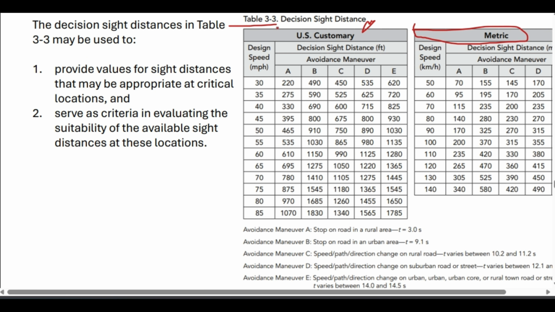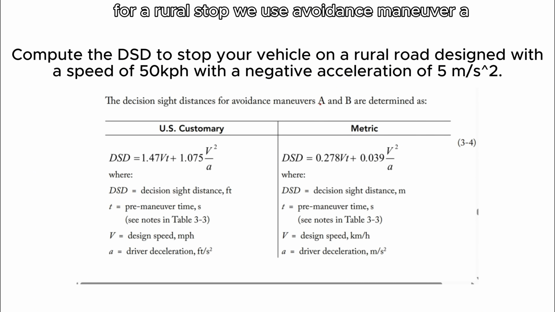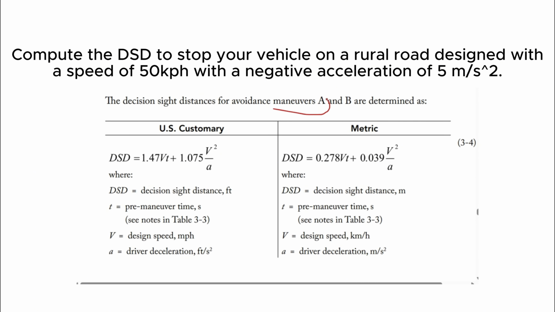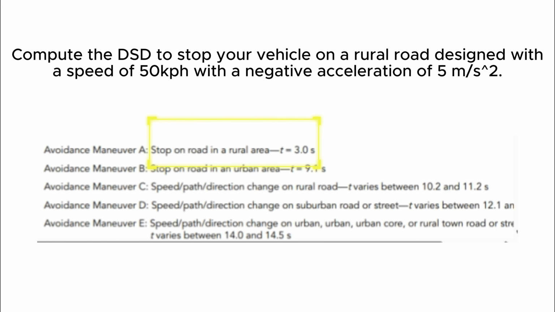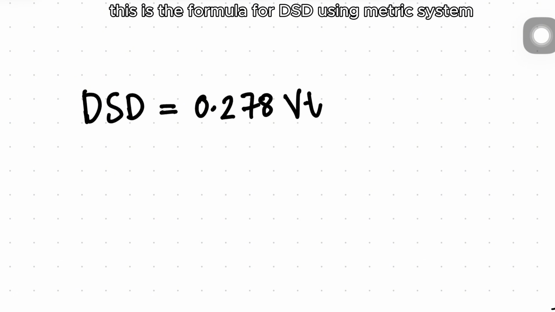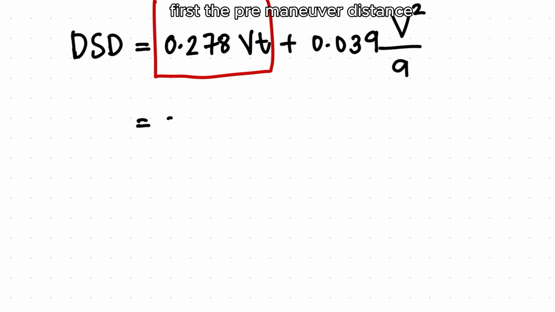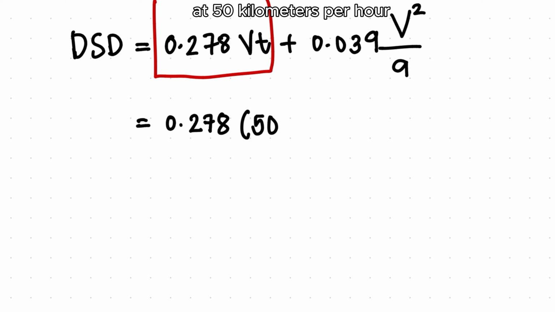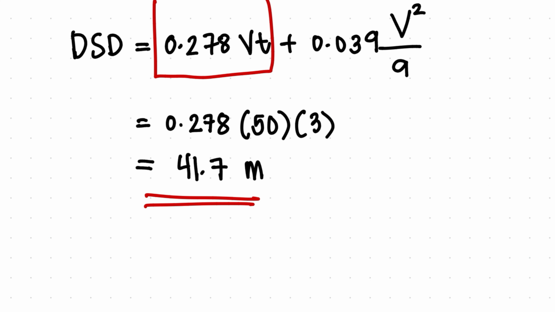Now let's go back to the problem. For a rural stop, we use Avoidance Maneuver A. Our pre-maneuver time for this is exactly 3.0 seconds. This is the formula for DSD by AASHTO using the metric system. First, the pre-maneuver distance at 50 kilometers per hour. You travel 41.7 meters just while recognizing the situation.